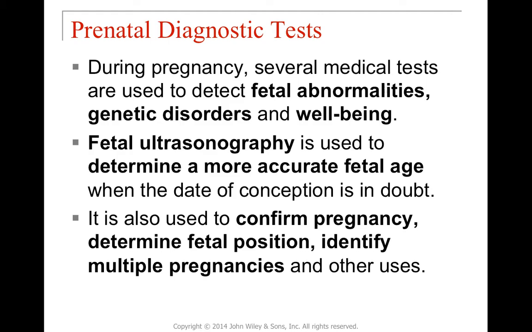One of the tools that we use is a sonogram, fetal ultrasonography, and that's often used to determine accurate fetal age as well. Sometimes women don't know exactly when they conceived, and often they'll just go by the date of the last menstrual cycle, which gives you a little bit of leeway in terms of when you could have gotten pregnant within that window. We also use ultrasound to confirm pregnancy, to demonstrate that you really are pregnant and you don't just have some other underlying problem that causes pregnancy symptoms.